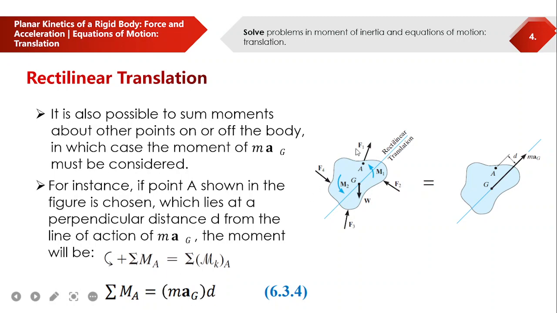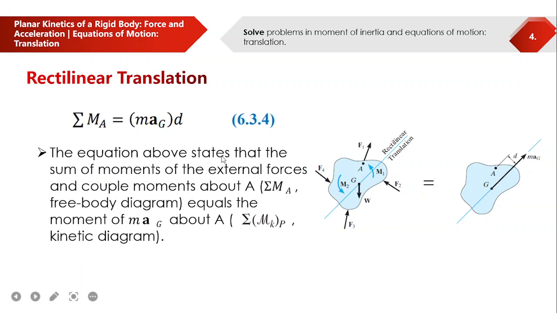So, it is just a moment: force, m times a sub G, times d. This is the perpendicular distance from the line of action to your point A, your d. Okay? Actually, m times a sub G is a force, right? Times the moment arm or the perpendicular distance. So that will be your moment. So the summation of all the moments at point A is equal to the mass times the acceleration at point G times the perpendicular distance from the line of action to your point A. Okay? Take note of this one.